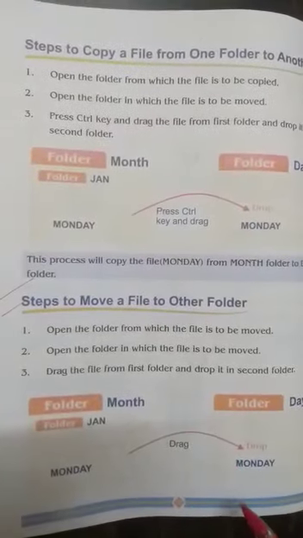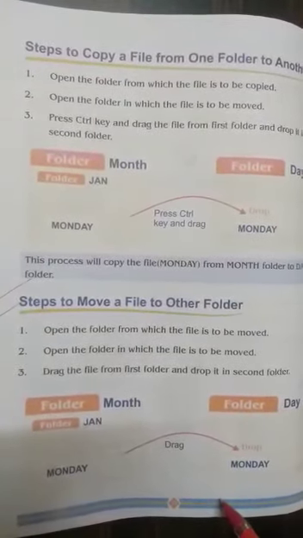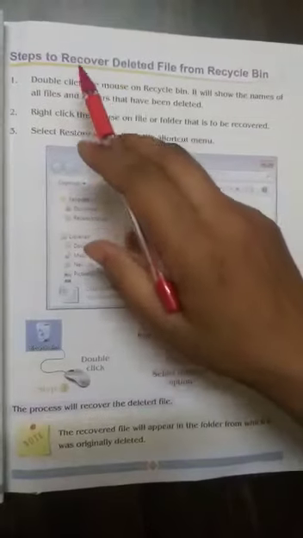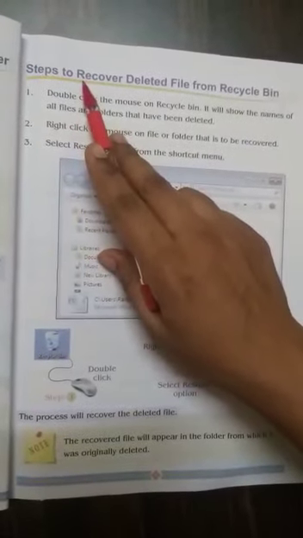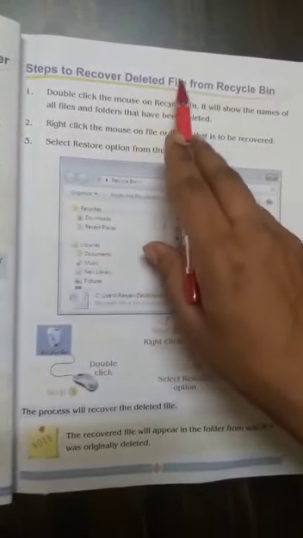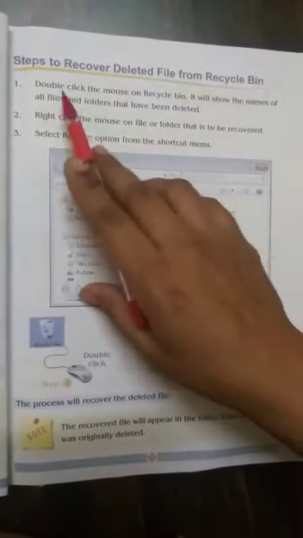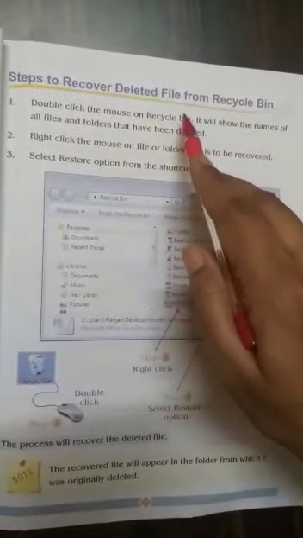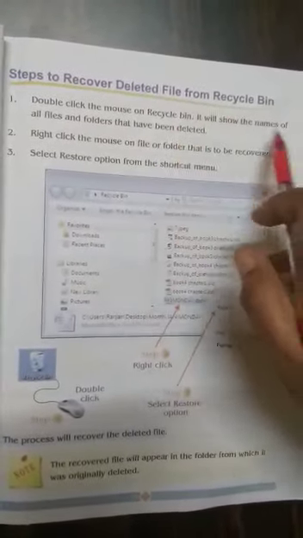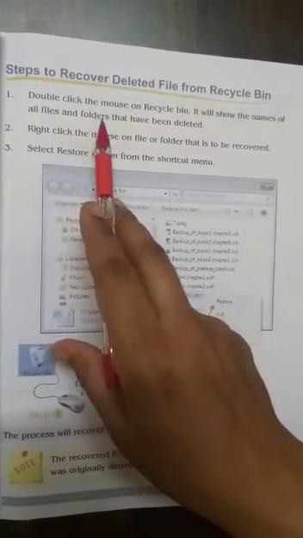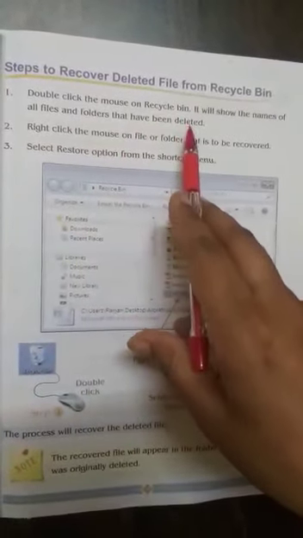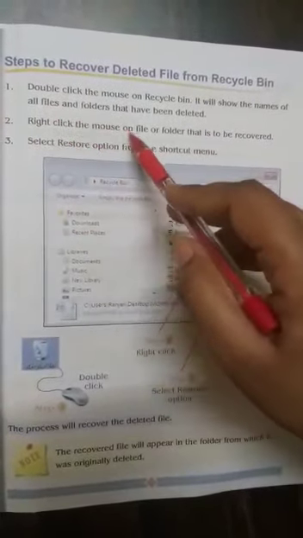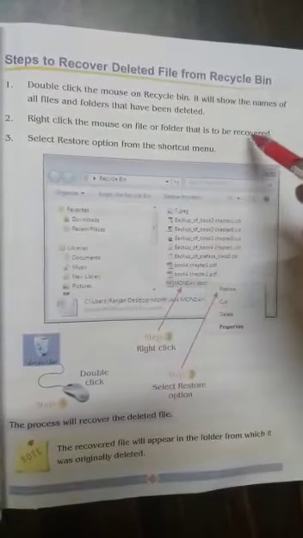Alright, now we are going to start the next topic, that is steps to recover a deleted file from the recycle bin. So children, to recover the deleted file from the recycle bin, the steps are as given. First of all children, we should double click the mouse on the recycle bin. It will show the names of the files and folders that have already been deleted. After that you have to right click the mouse on the file or folder that you want to recover.